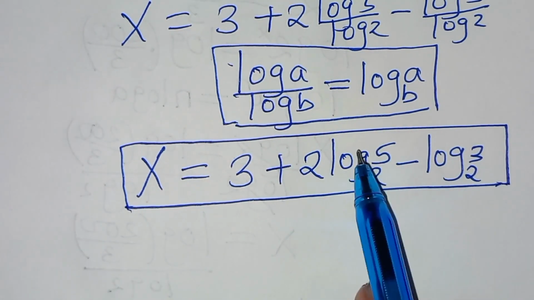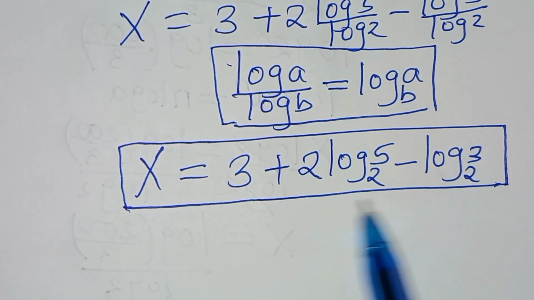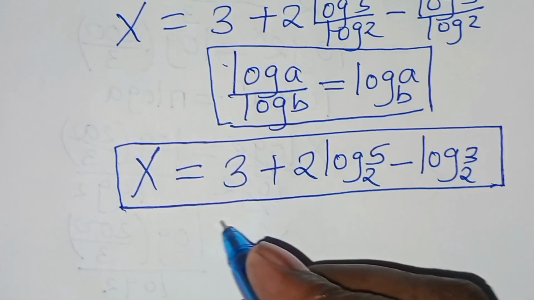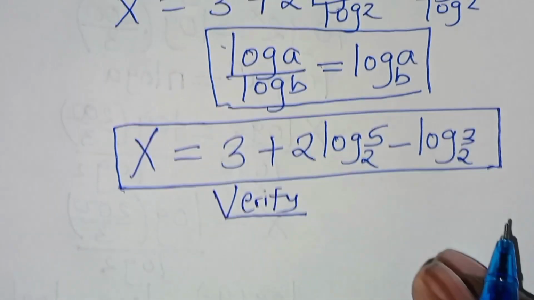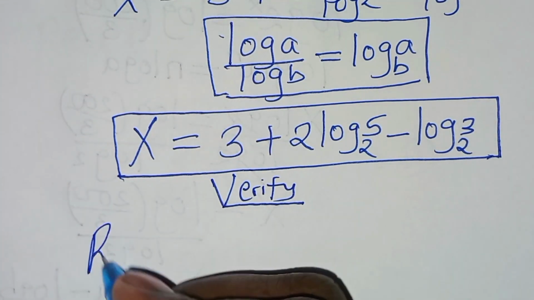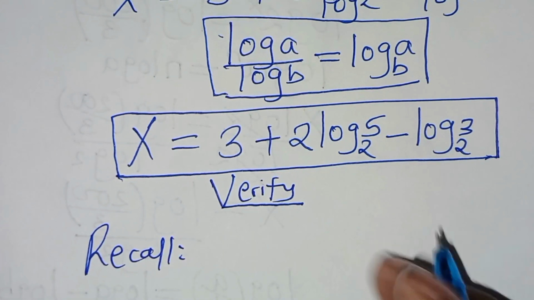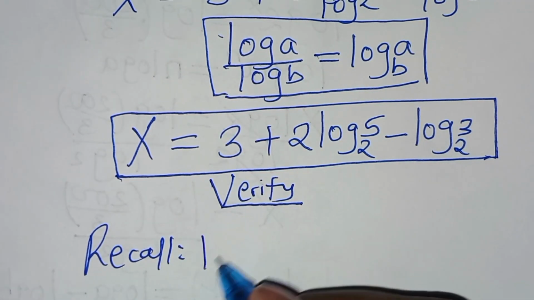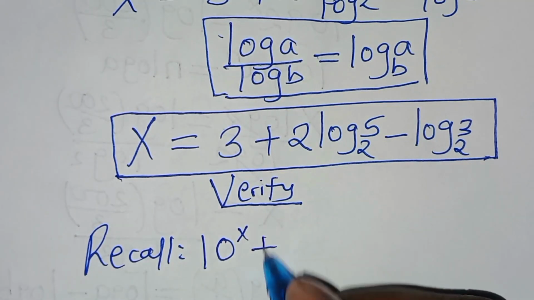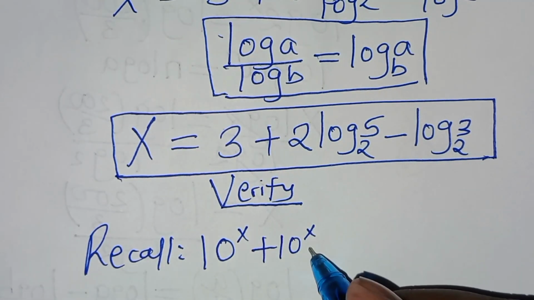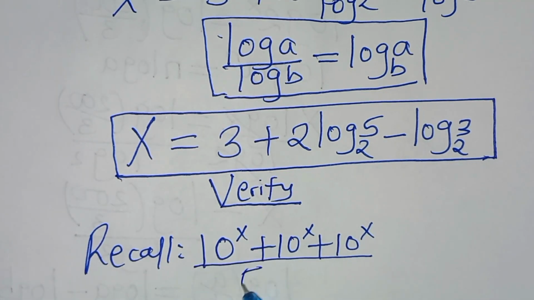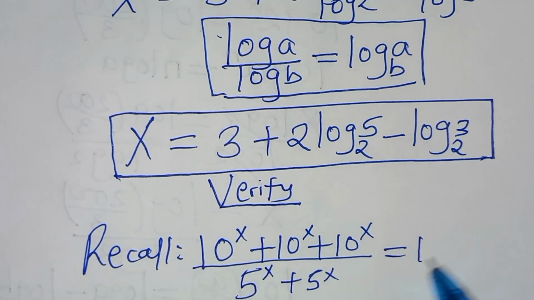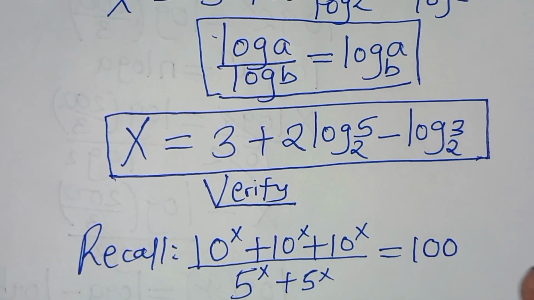So let's verify that this value of x actually satisfies the equation. Now, if you recall, we ended at 10 to power x plus 10 to power x plus 10 to power x divided by 5 to power x plus 5 to power x. This is supposed to give us a value of 100.